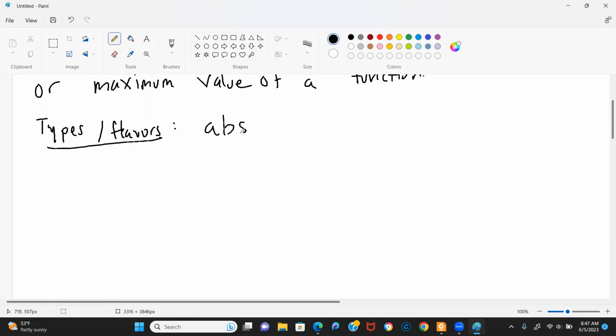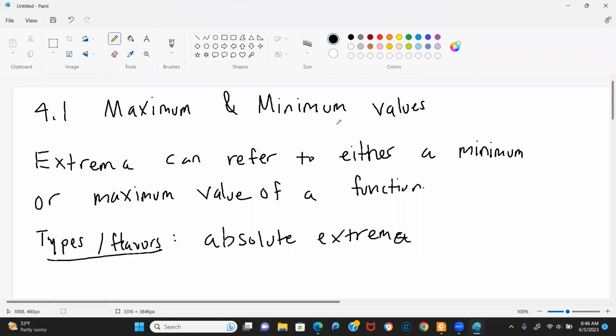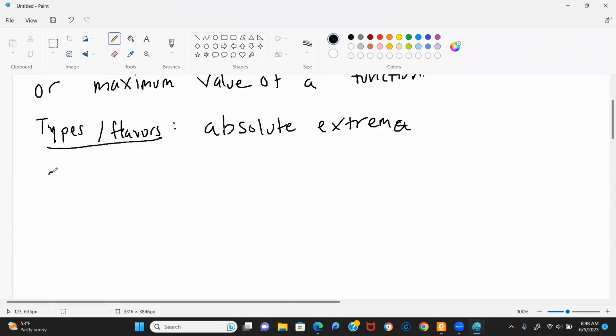You can have absolute extrema, so either an absolute maximum or an absolute minimum, because extrema is just a generic term to refer to a minimum or a maximum. Or you could have relative. I think the better term is local. I don't know what the book uses. Let me see. Actually, the book uses local, so I'm not going to use relative at all. Some books use relative. I prefer local.